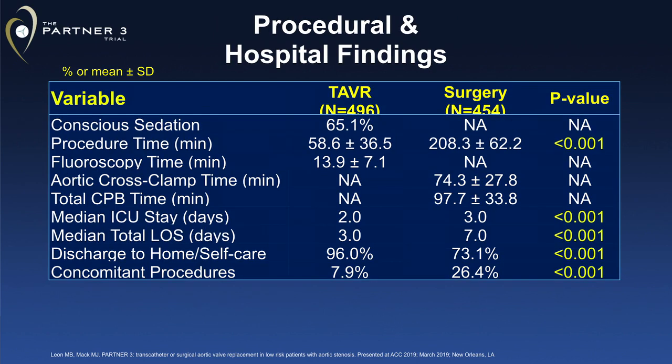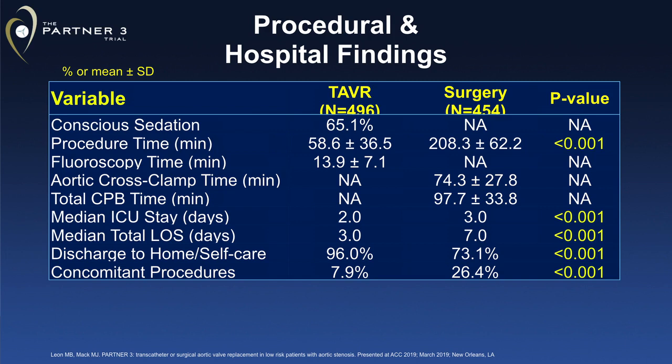Obviously, we use conscious sedation for TAVR, whereas general anesthesia is used for the surgical patients. Obviously, the procedure time is a lot shorter with TAVR compared to surgery. There are certain things that are done in surgery, like cross-clamping the aorta or having cardiopulmonary bypass, which doesn't apply to TAVR. The average ICU stay was statistically longer with surgery, 3 days versus 2 with TAVR.